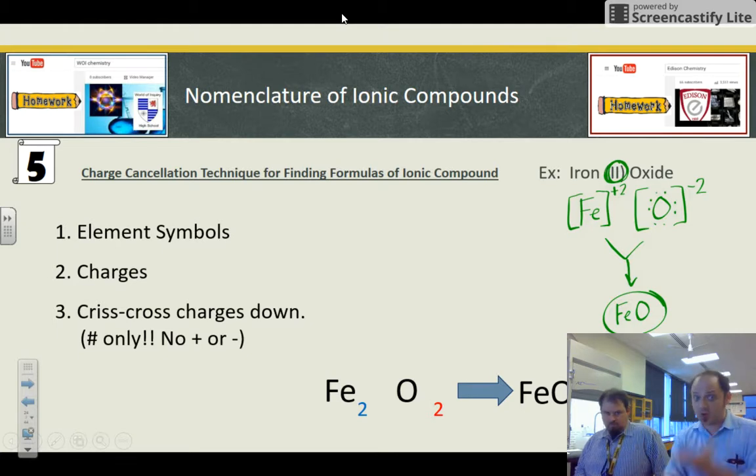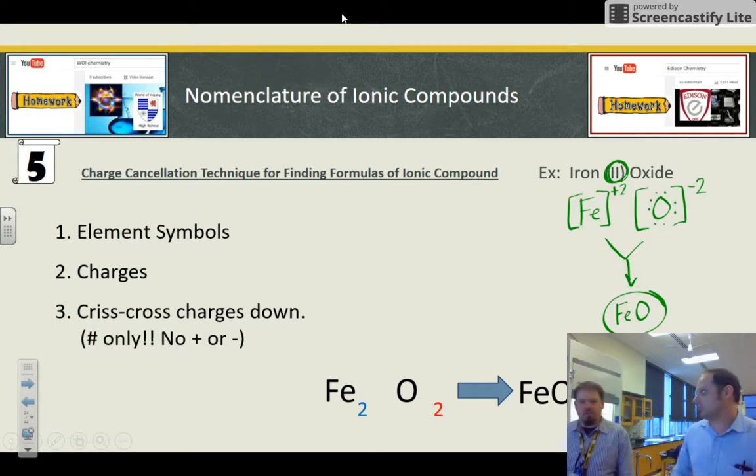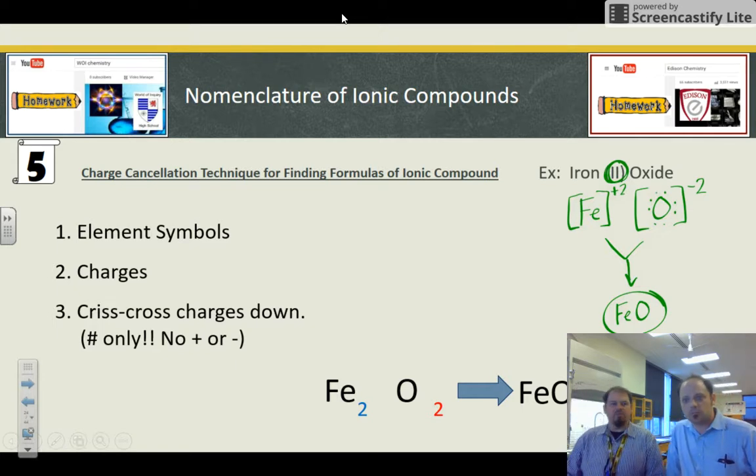Mr. Milks's method with the cross down works every time too, but there's an extra step of asking, am I in the lowest common factor for my subscripts? So that's all, I'm just showing you another way. It takes up a little bit more paper, but it's all good, whichever way you like.